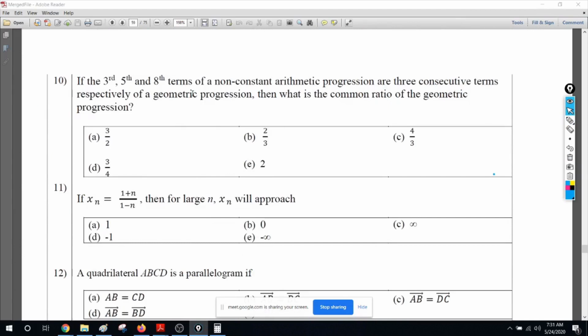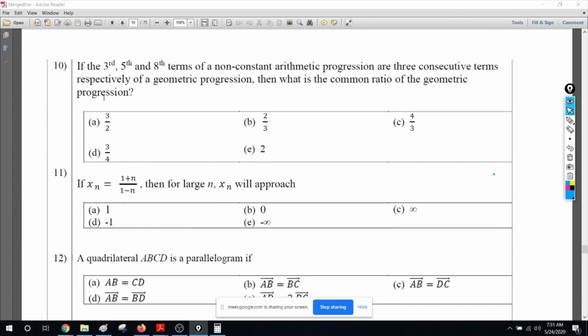Right, so they have given another question. If the third, fifth and eighth term of a non-constant arithmetic progression, right? So it's an arithmetic progression. I think we did this.